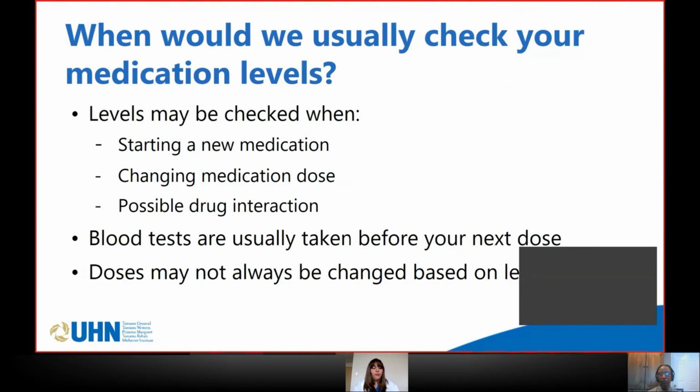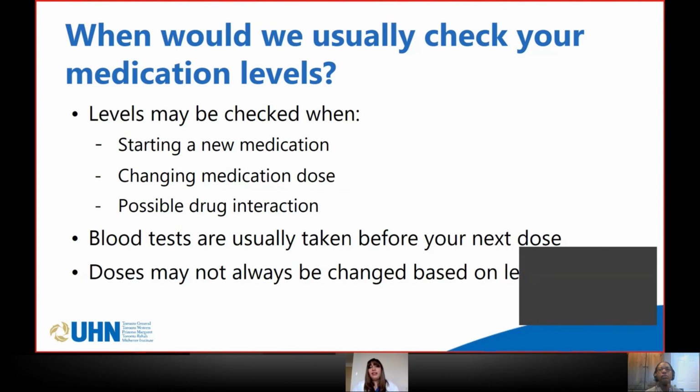So your doctor might ask that you have blood tests done to check a medication level for a few different reasons. If you're starting a new medication, we might want to see a level at that point to see how close you are to the target range that we're looking for. If you're changing the dose of a medication, or if we suspect that your medications might be interacting or interfering with each other, then a blood test might be helpful in that case as well.